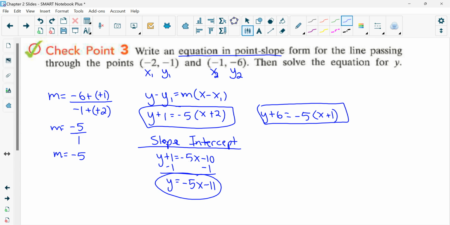And you may think, well, aren't I getting two different answers? Well, no, because if I distributed that other one, I should get the same answer. So negative 5x minus 5, and I would subtract 6, and you end up with the same thing. y equals negative 5x minus 11. So same answer either way.